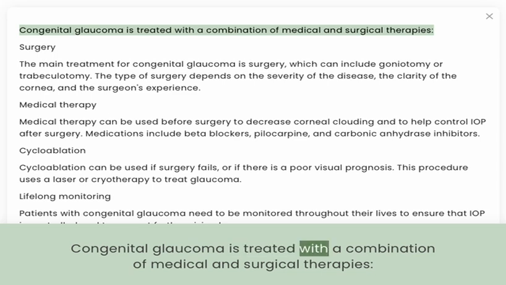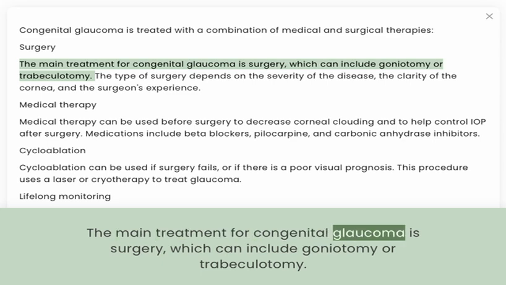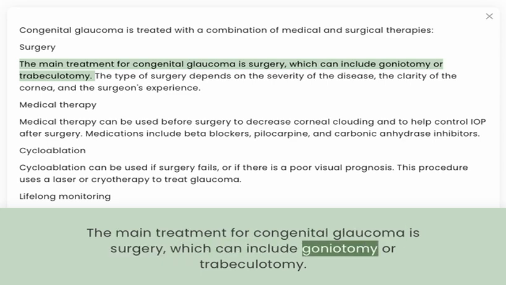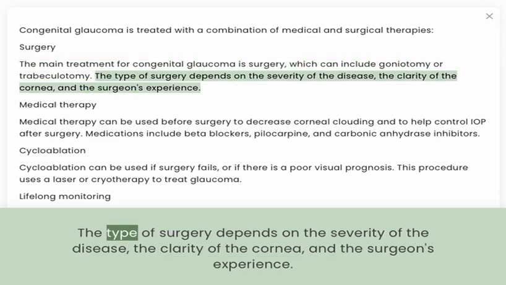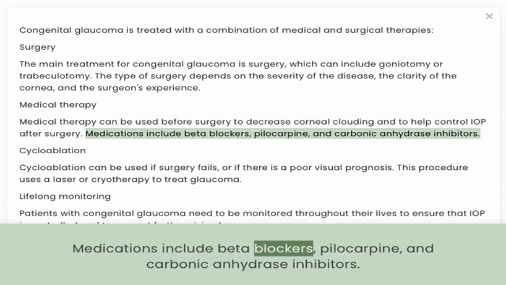Congenital glaucoma is treated with a combination of medical and surgical therapies. Surgery. The main treatment for congenital glaucoma is surgery, which can include goniotomy or trabeculotomy. The type of surgery depends on the severity of the disease, the clarity of the cornea, and the surgeon's experience. Medical therapy can be used before surgery to decrease corneal clouding and to help control IOP after surgery. Medications include beta blockers, pilocarpine, and carbonic anhydrase inhibitors.